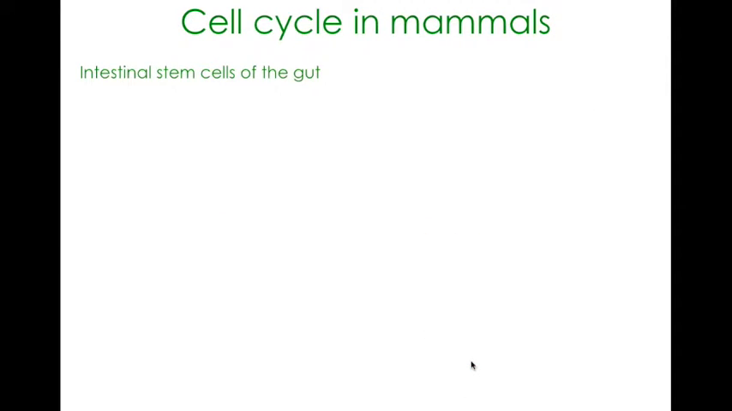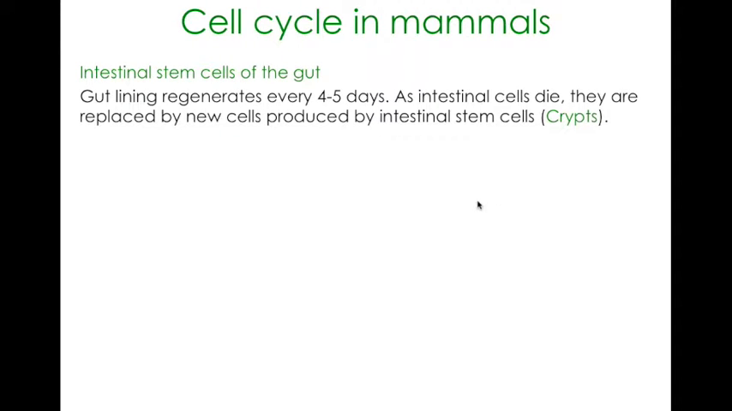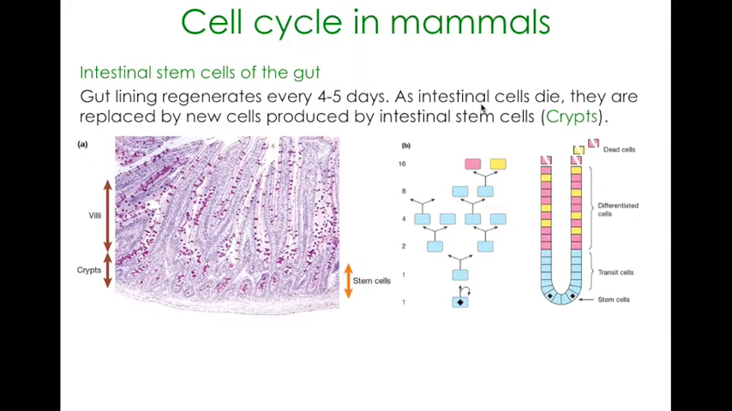Another example. So other than your skin, your intestines. Stem cells in the gut lining regenerate every 4 to 5 days. Now, every time food passes through your intestines, it takes with it a few cells in your gut lining. So you are losing cells in your gut as you digest your food. These cells that are being lost need to be replaced, and the cells that do that replacing are called intestinal stem cells, or crypts.